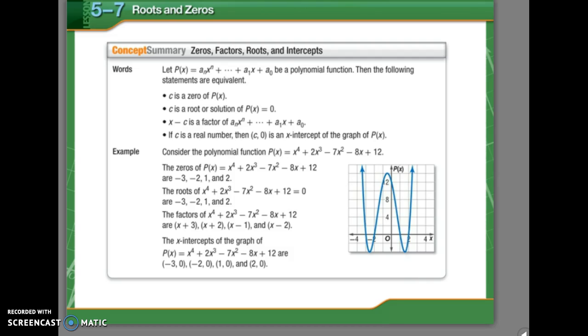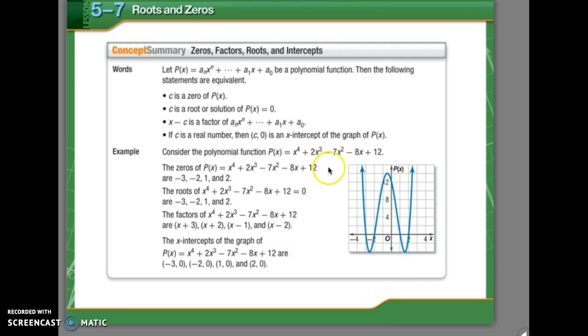So here's a big concept on zeros, roots, factors, and intercepts. Let's read through this. It says p of x is some polynomial function, and the following statements are equivalent. They mean the same thing. c could be a zero, it could be a root, it could be a solution. x minus c is a factor, and if c is also a real number, then (c, 0) is an x-intercept. So all of these things are different ways of saying the exact same concept.